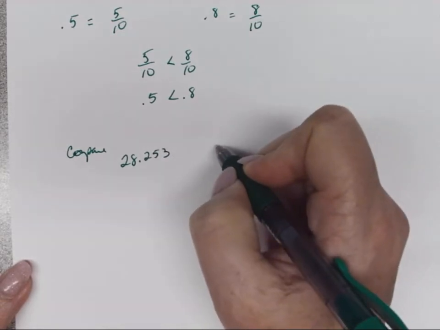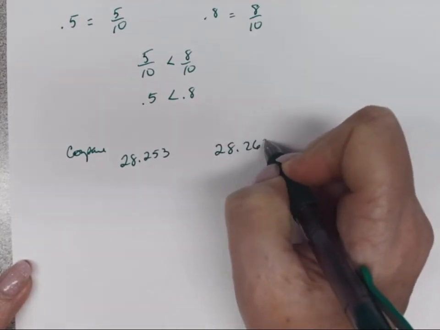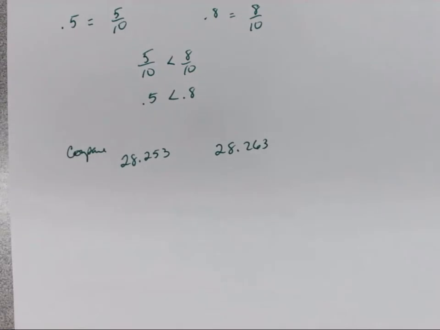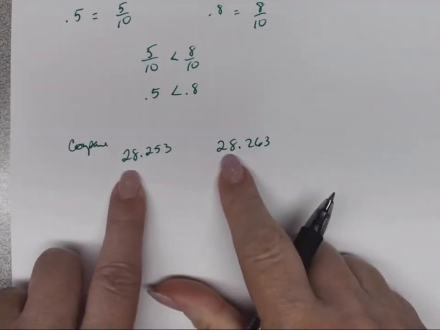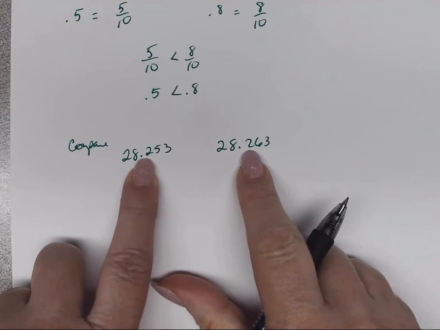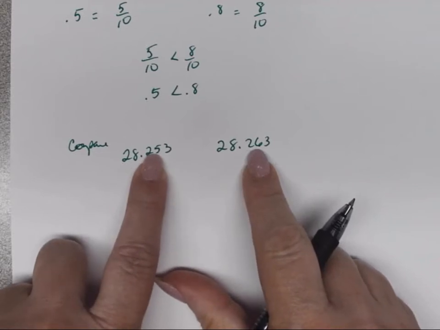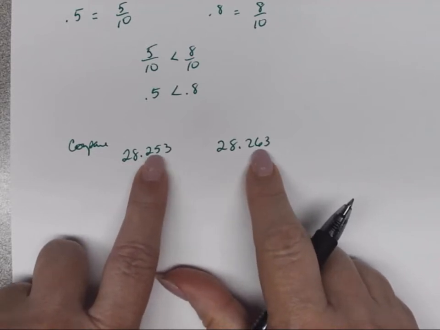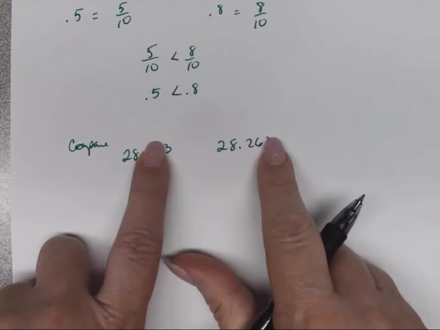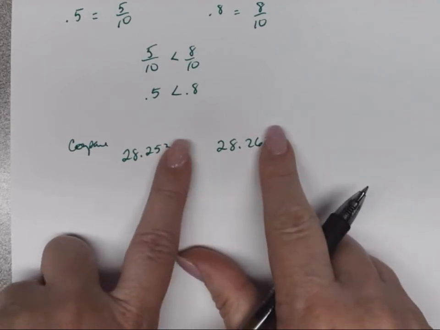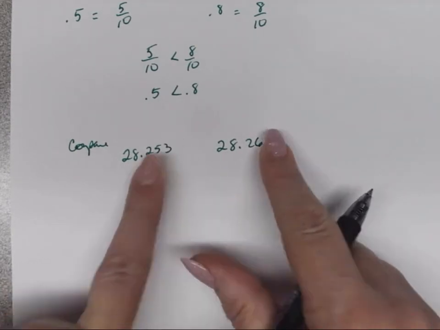28.253 and 28.263. If we want to compare them, we have to figure out where they change. They're both 28.2, and then this is a 5, this is a 6, and that's a 3. The only number that's different here, and the 3 after doesn't matter so much. Really, it's when it starts to change.